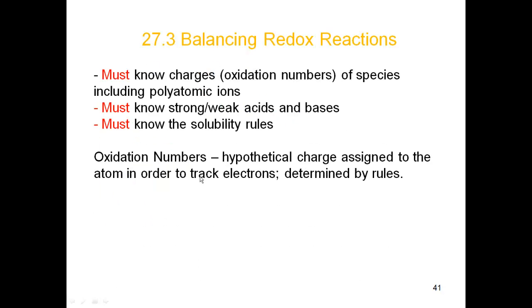Now, to balance redox equations, you must have some knowledge. You must know the charges, the oxidation numbers on the species, and also the polyatomic ions. All this is Chem 1 information you should know to be able to balance a redox. You must also know the strong and weak acids and bases, and what it means to be strong. It breaks up 100%, weak less than 100%. You must also know the solubility rules. You must know all this information to be able to balance redoxes.